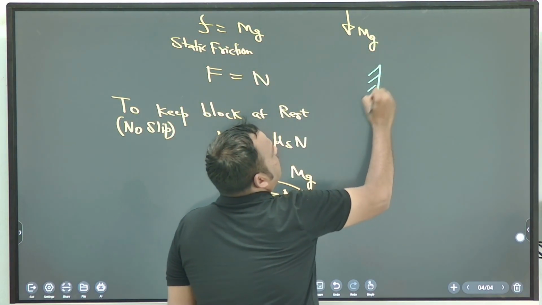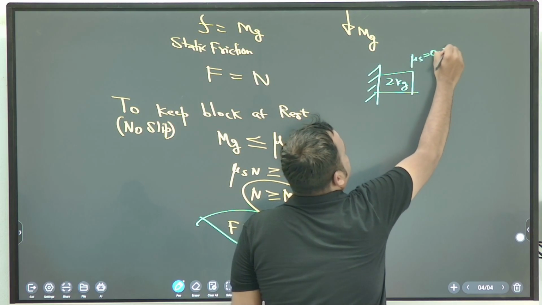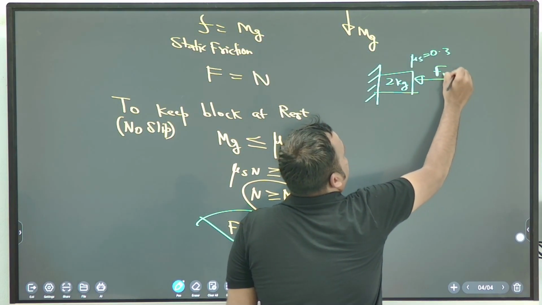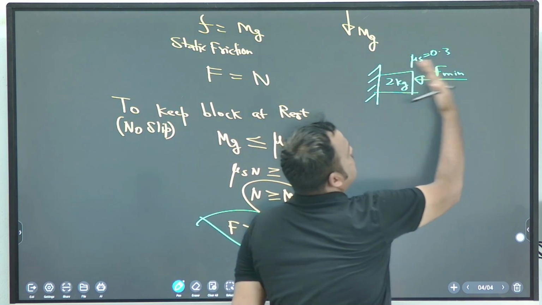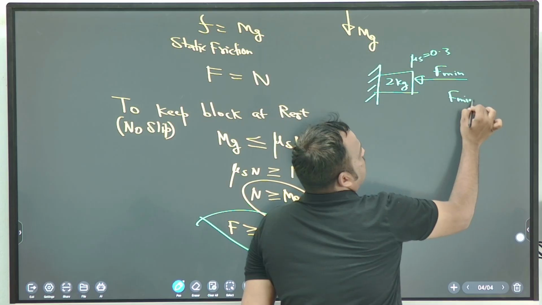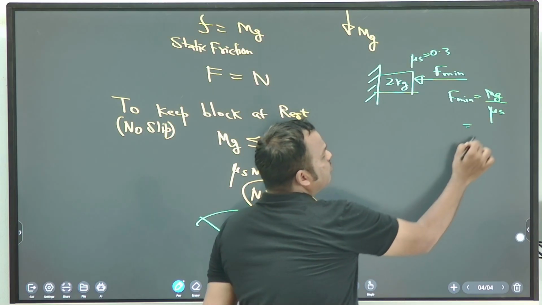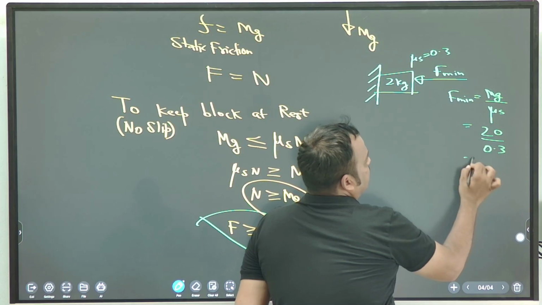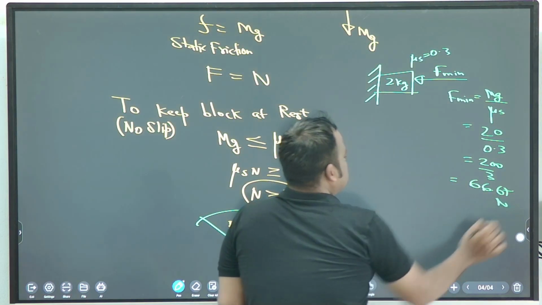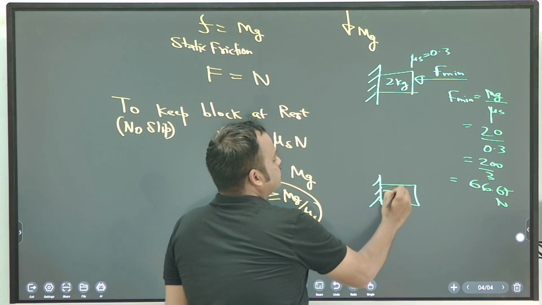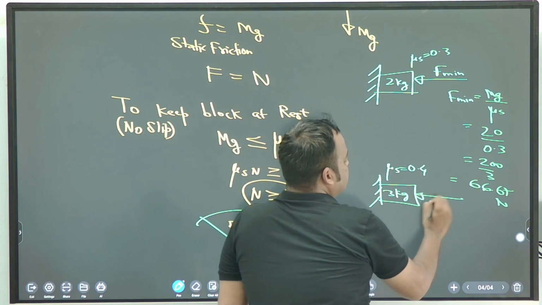Suppose I have a 2 kg block and mu s value is 0.3. What is the minimum value of this force? Mg by mu s. Calculate. Mg is 20, so 20 by 0.3, that is 200 by 3, 66.67. Correct? Suppose you have a 3 kg block and mu s is 0.4. What minimum horizontal force is needed?